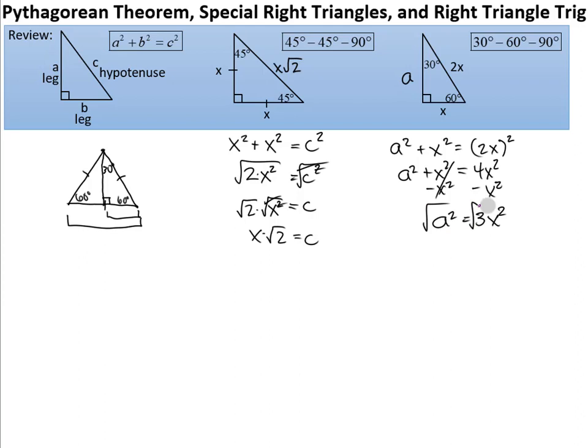And like we did before, we're going to take the square root. Since a is a length, we only want the positive value here. And just like before, we're going to be able to take an x out of our radical because it's x squared. So this simplifies as x times the square root of 3. So this missing length up here can be filled in as x times the square root of 3.